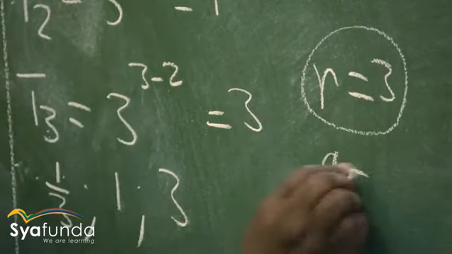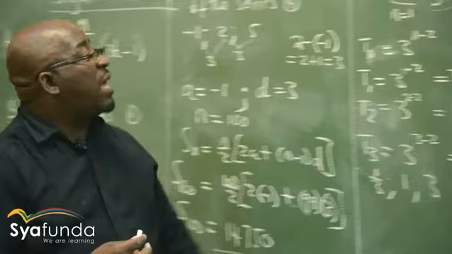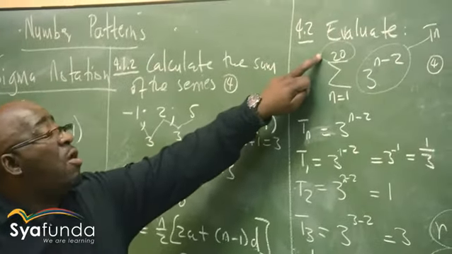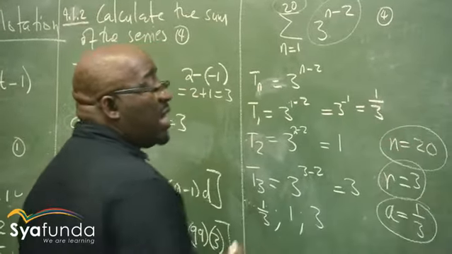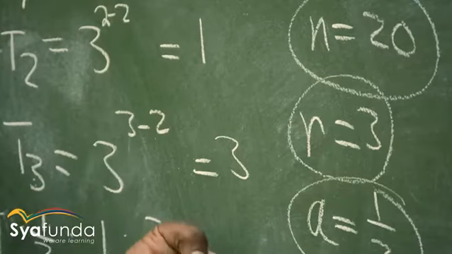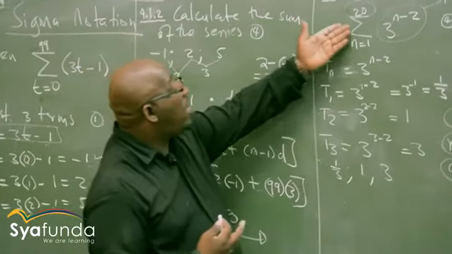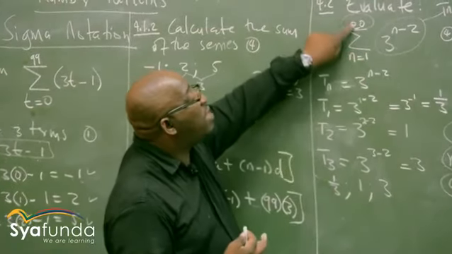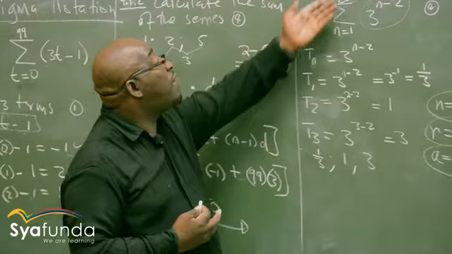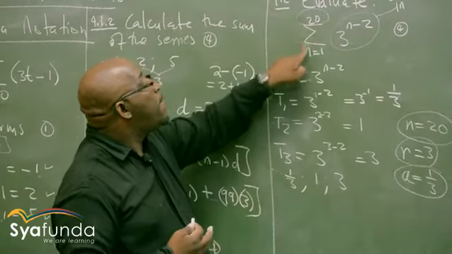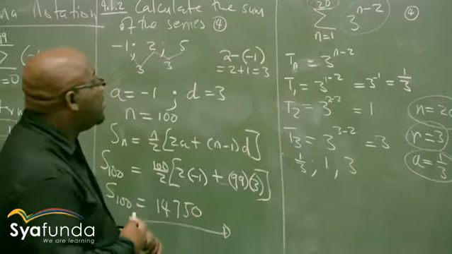We also know that our first term is 1 over 3. And we know the number of terms: how many terms are we supposed to add here? We're supposed to add 20 terms. So our n is equal to 20. That's all that I need. I need to know my first term, my common ratio, and the number of terms. I'm evaluating the sum of the first 20 terms, starting from the first term, using this general term. We're going to find the actual value of the sum of the first 20 terms, using that general term. Let's do this.